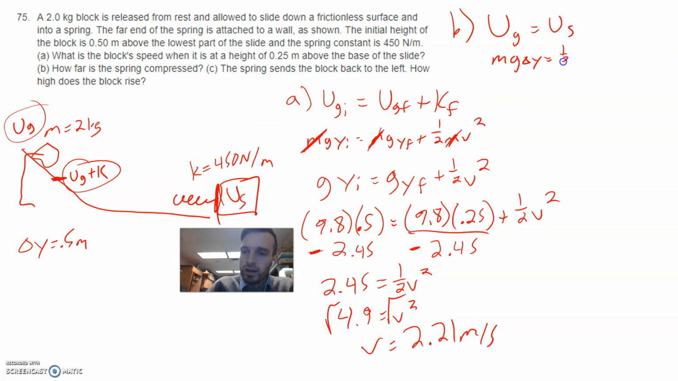mg delta y equals 1/2 kx squared. Those are the equations you can find on your equation sheet. Let's talk U_G at the top. I feel like we already found that number. Maybe we didn't. Dang it. I got to go find it.